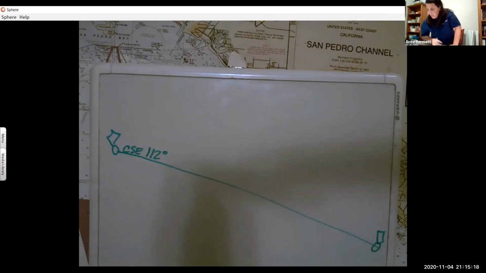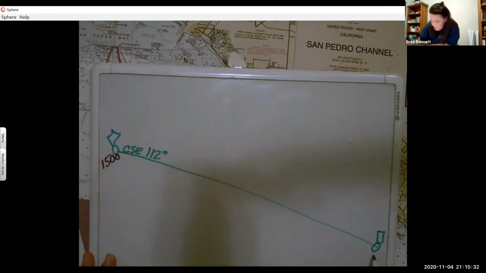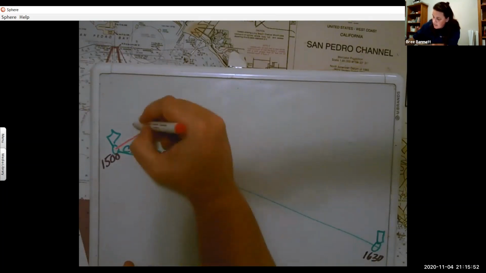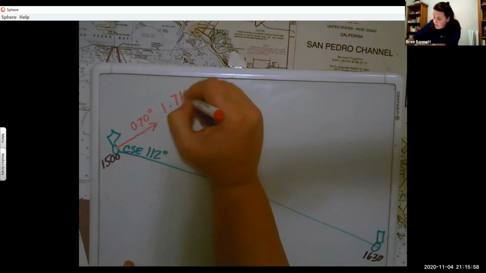Try to make it simple here. So we have a course of 112. We depart this buoy at 1500. We want to end up here at 1630. We also have a given set that is pushing us in the direction of 070 at 1.7 knots.